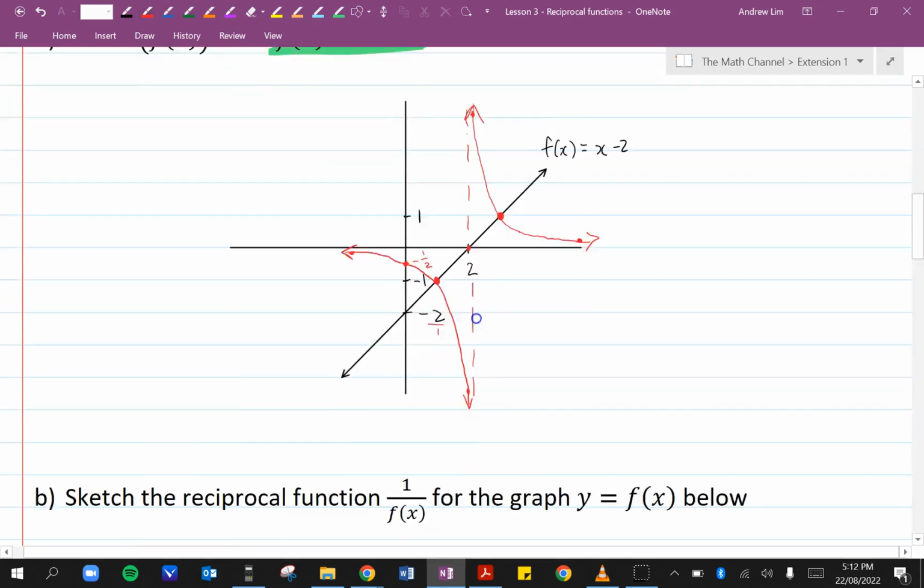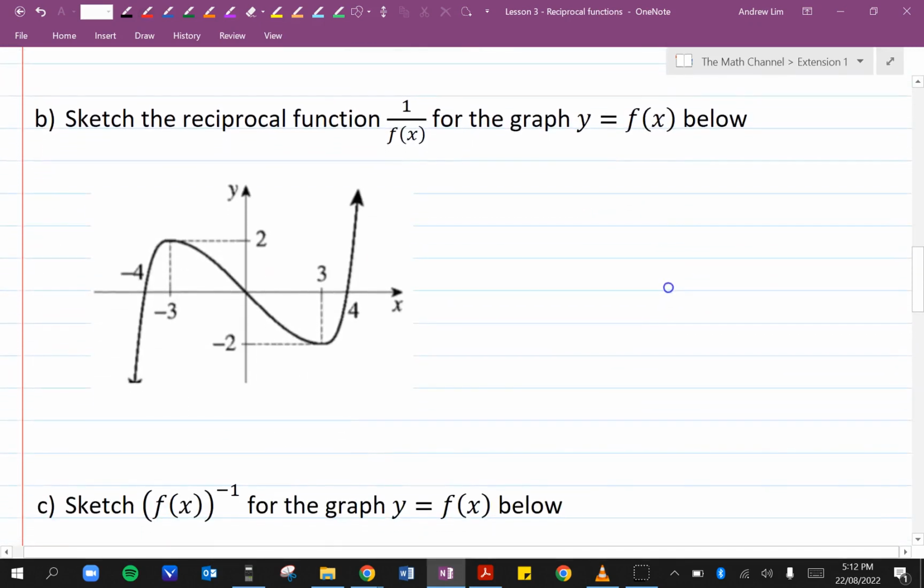Alright, let's have a look at question B. Sketch the reciprocal function 1 over f of x for the graph y equals f of x below. So the first thing I need to do is I want to look for all the y values of 0. Maybe I'll just write this down as a list. Look for when y is equal to 0, because 1 divided by 0 is not possible. We'll get a vertical asymptote. So they are all my x-intercepts, right here, here, and here. I've got 3 x-intercepts, meaning I've got 3 asymptotes.